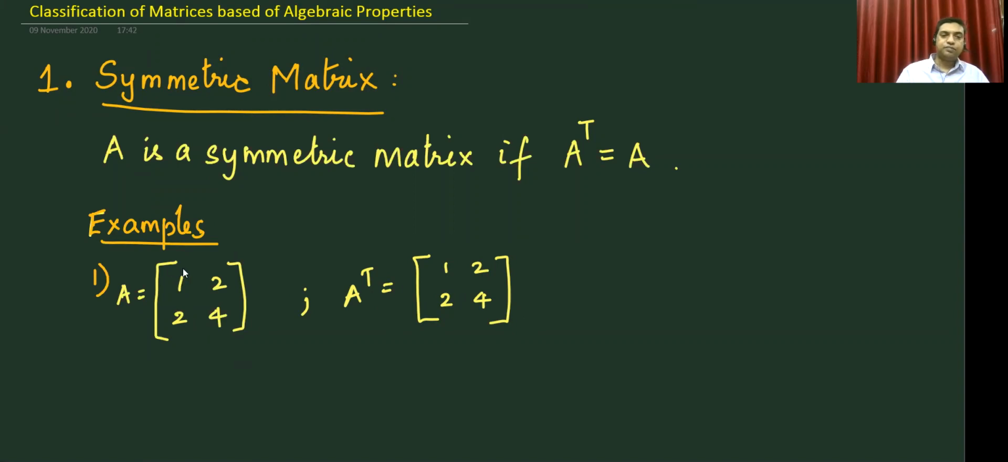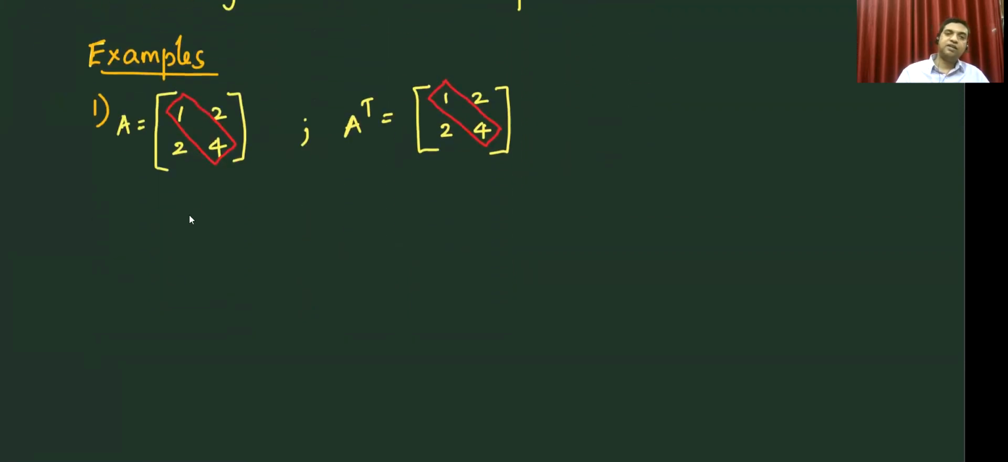Why do you get the same result? Because the off diagonal terms, other than the diagonal, the elements are identical. So here A transpose is equal to A.